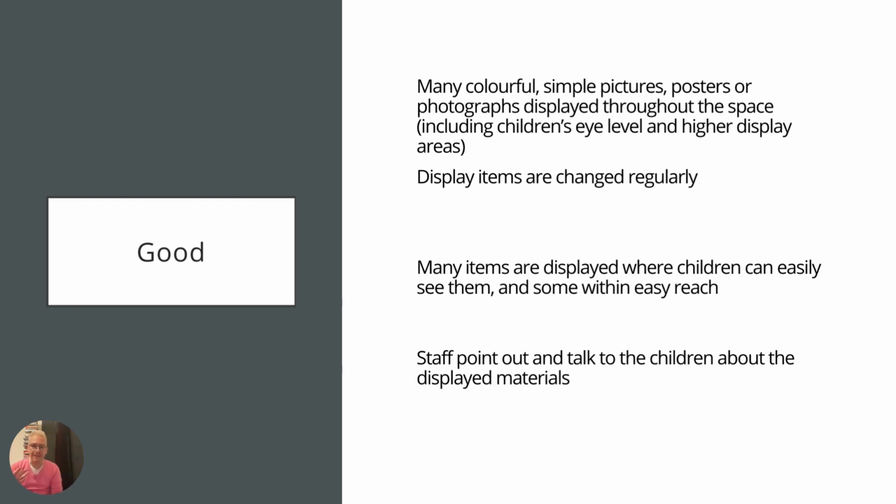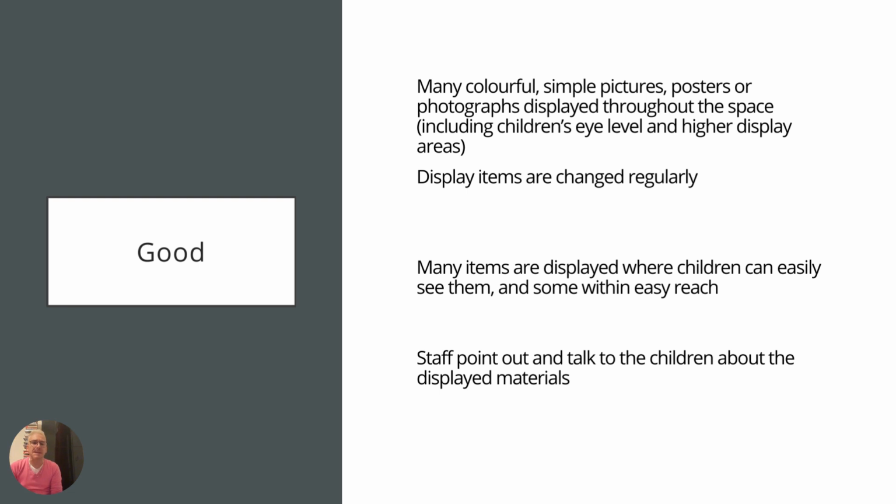A good level of displays according to the ITERS rating scale would include the minimal plus these things. There are many colourful, simple pictures, posters or photographs of children throughout the space, including at children's eye level and higher. There also should be evidence that the display items are changed regularly. Now, what does regularly mean? I always say that at least once a month to once every 6 weeks, all the displays within a classroom should be renewed and refreshed.